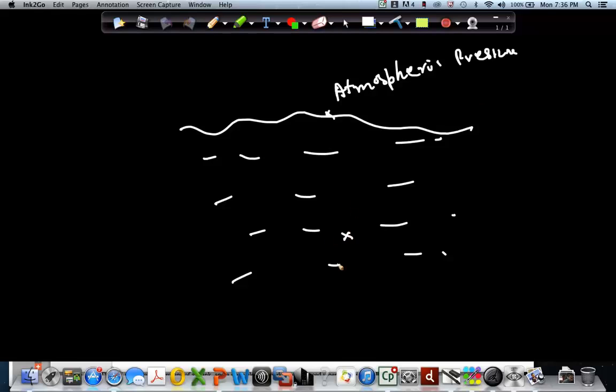What's the pressure here? It is atmospheric pressure plus the pressure of the water down there. Assume this depth is H. It will be atmospheric pressure, let me call it P_AT, plus H rho G.